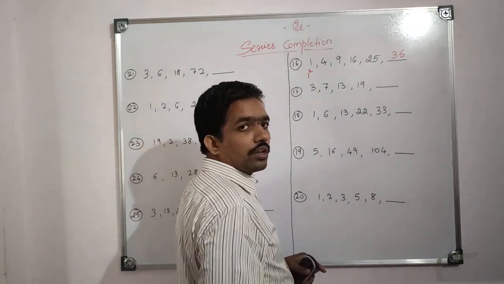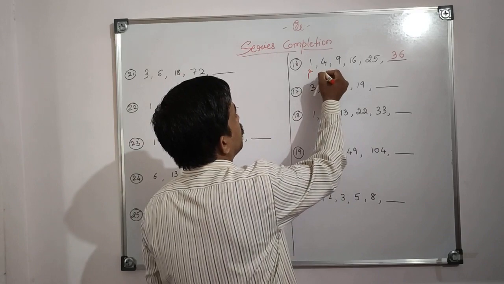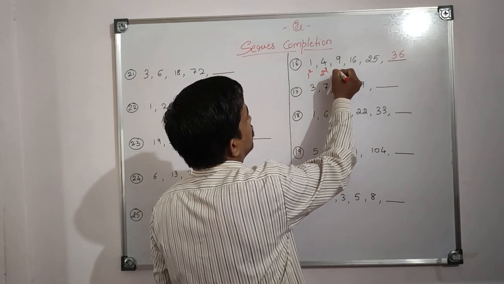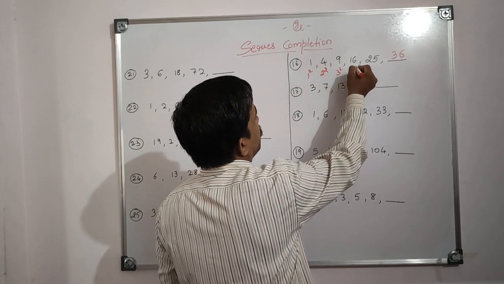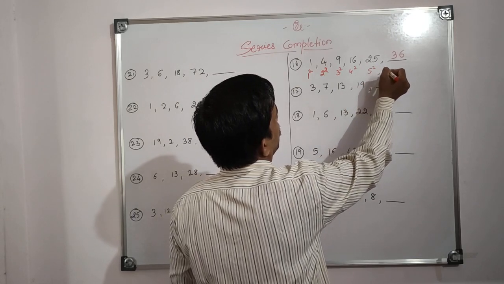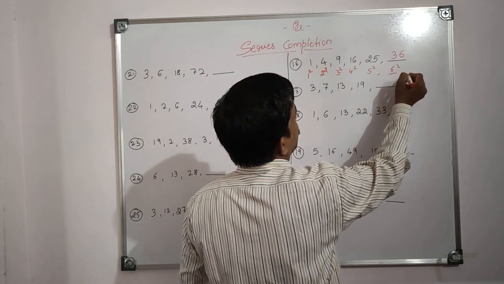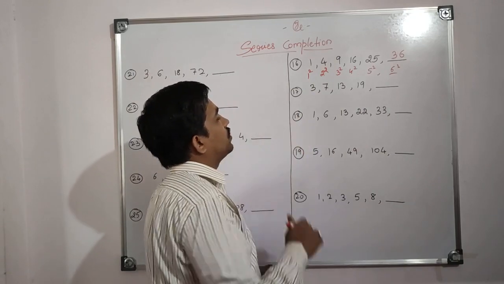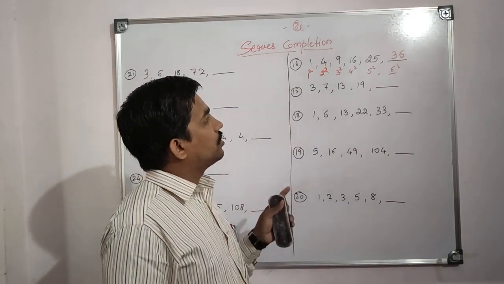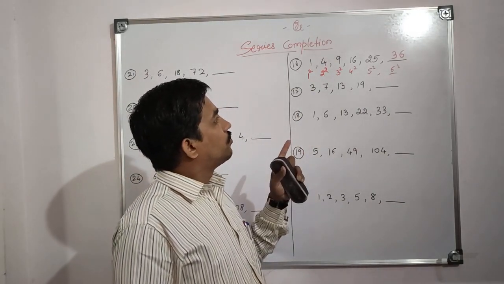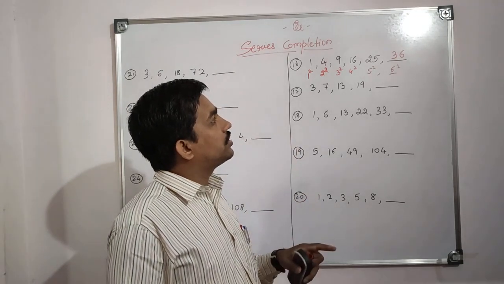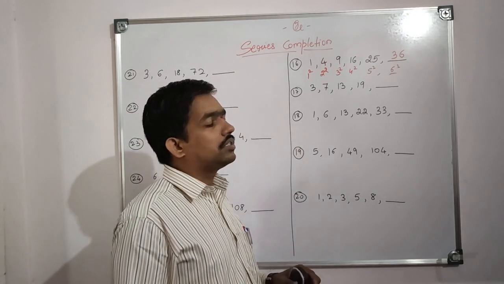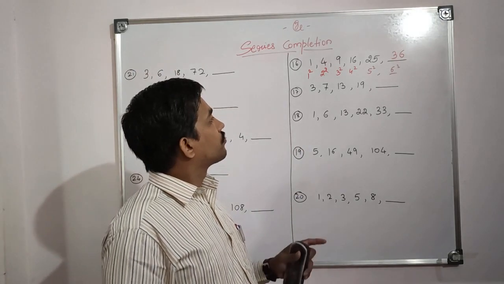1 is 1 square and 4 means 2 square, 3 square, 4 square, 5 square, and it should be 6 square. So 1 square is 1, 2 square is 4, 3 square is 9, 4 square is 16, 5 square is 25, and 6 square is 36.